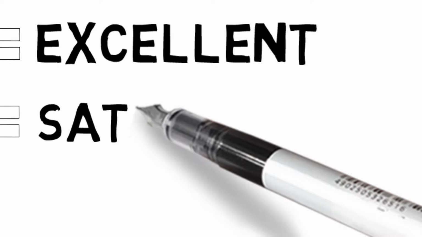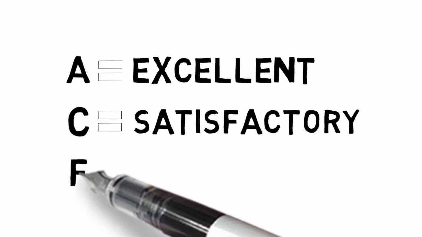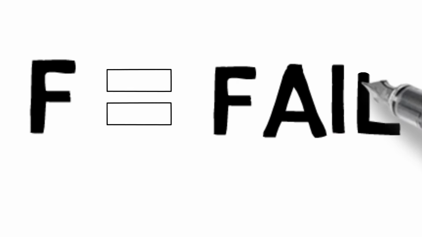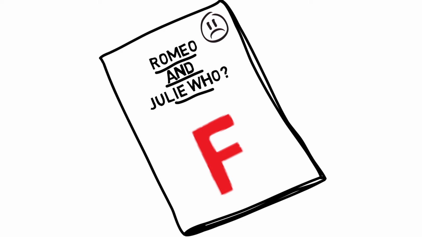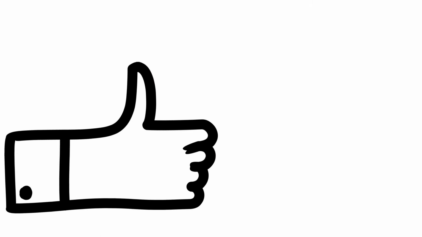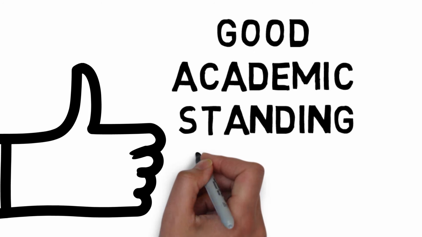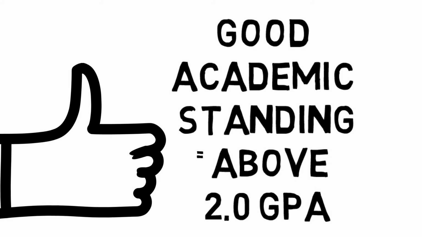We're betting you plan to get all A's, which is excellent. C's are satisfactory, but F's? Those are considered failing, just like in high school when you failed your final term paper on Romeo and what's her name. Your academic standing is a combination of your GPA and whether or not you complete at least 50% of the units you enrolled in for a semester.